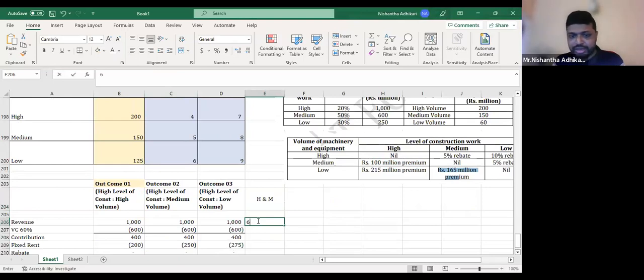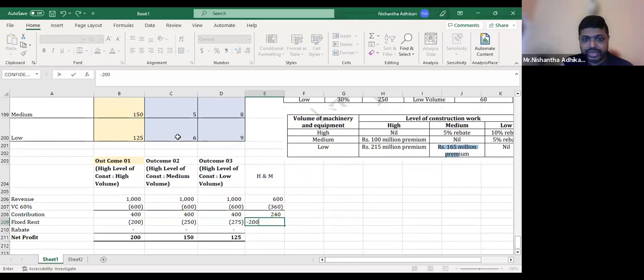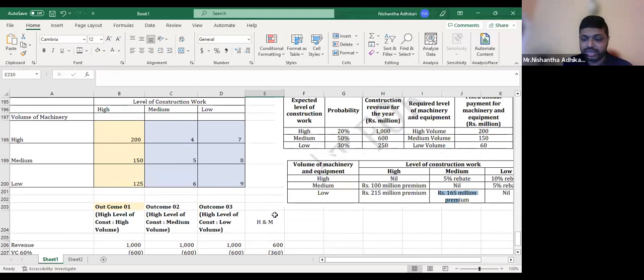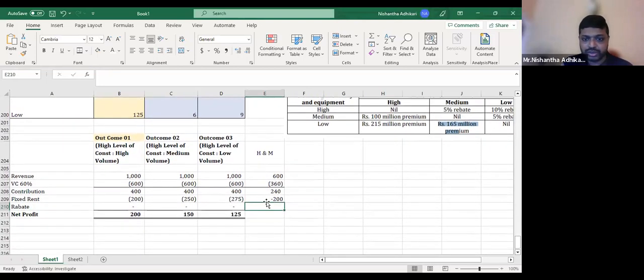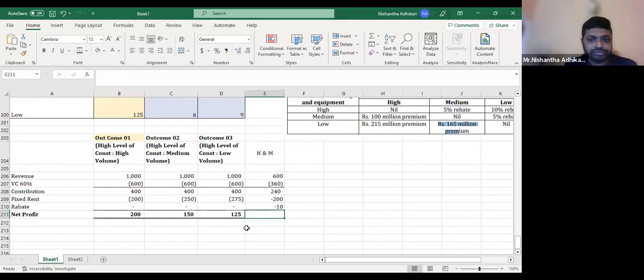The revenue will be 600 million. Variable cost anyway is 60% of it. Then you can take the contribution. Now you will order high volume machinery, 200 million, when the level of construction work is medium, right? But you will get a rebate of 5% because the level of construction work is less than high volume. It is a low medium volume construction. Therefore, 5% reduction of it. It is 10.